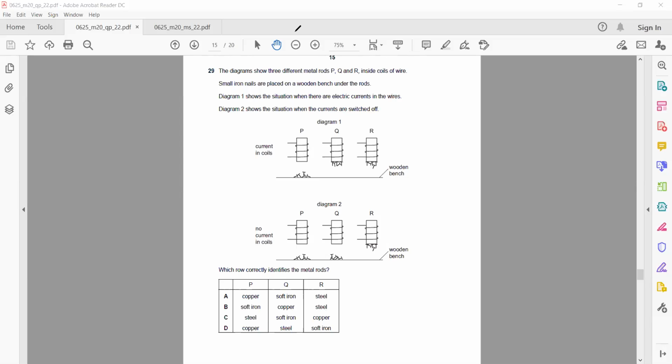So when you check the first one, I want participation from everyone. For the first one, when you are passing a current, there is a current, and this material does not behave like a magnet. If this material does not behave like a magnet, it means it is a non-magnetic material.